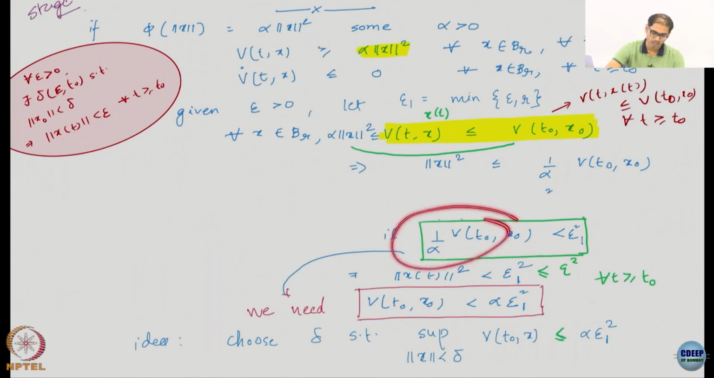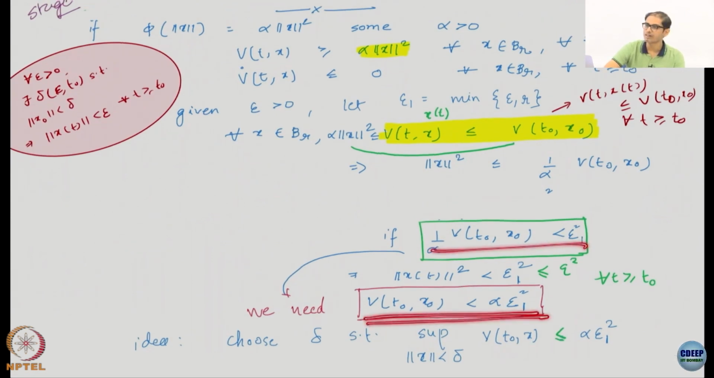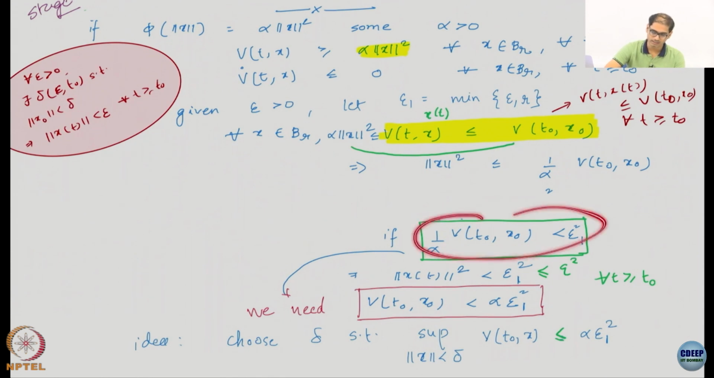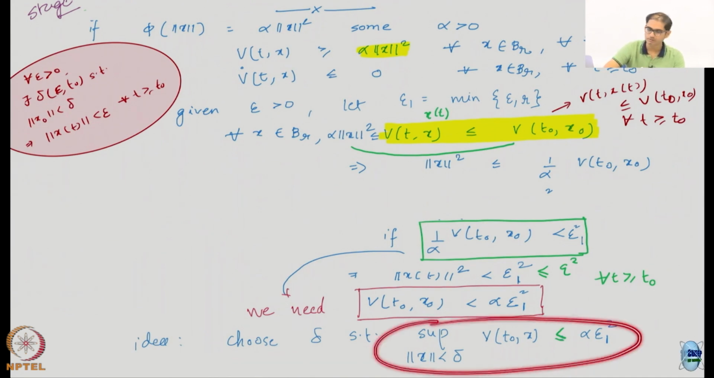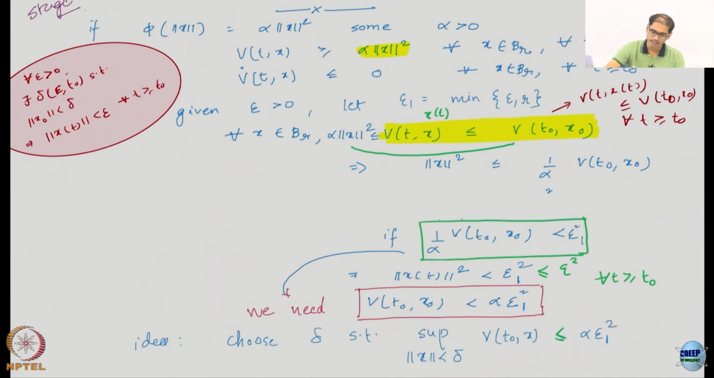Once I do that, I will be able to get a delta, and my claim is it's so because from here I need V(t0,x0) to be less than alpha epsilon 1 square, just rewriting this guy. My claim is that I can choose delta such that this happens: supremum over norm x less than delta of V(t0,x) is less than or equal to alpha epsilon 1 squared. I am saying this is possible, I can choose such a delta. It is not telling you how to choose, but it is saying I can choose such a delta that this happens.